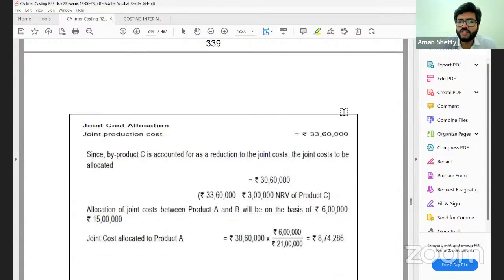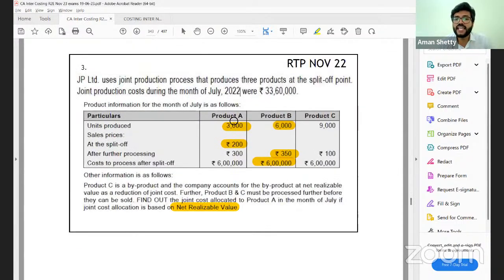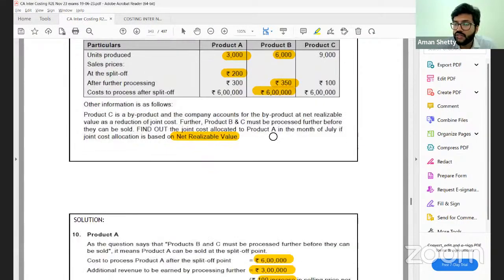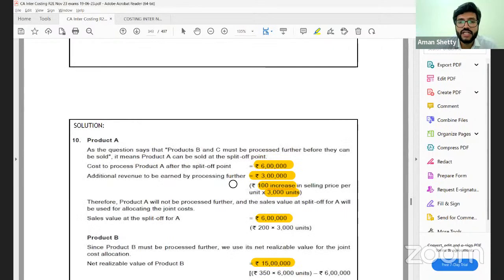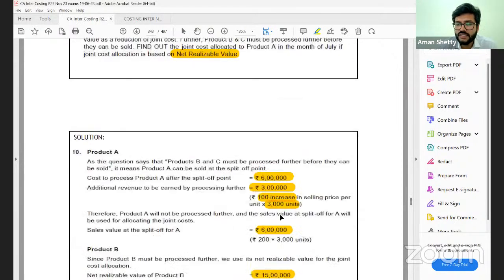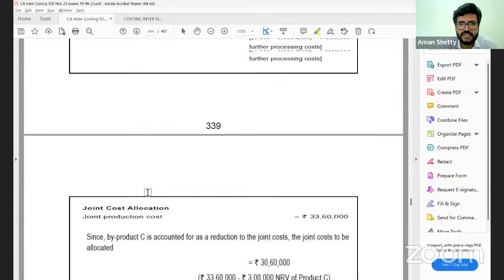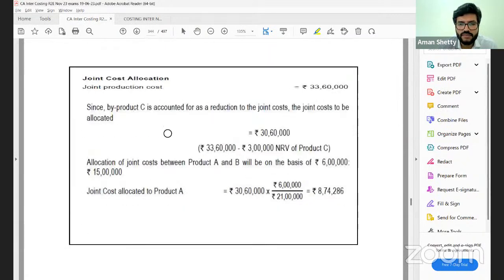Now joint cost allocation, total cost is 33 lakh 60,000. But from 33 lakh 60,000, I will minus the sale value of product B. Sorry, product C. I'm so sorry. Product C is a byproduct. So I have to minus the sale value of product C. So now come here. Check here. Where is the NRV of product C? Sir, the given sale value and further process.